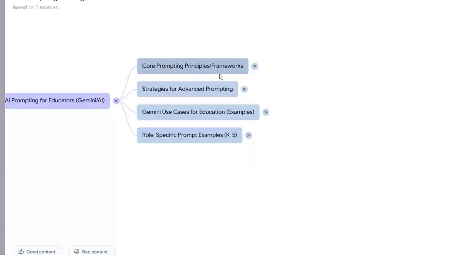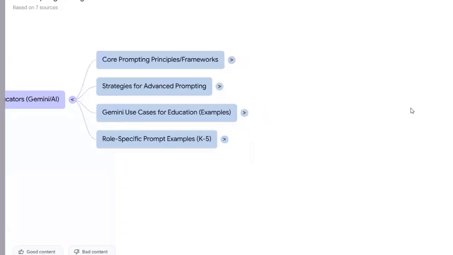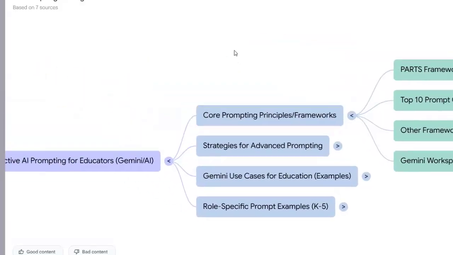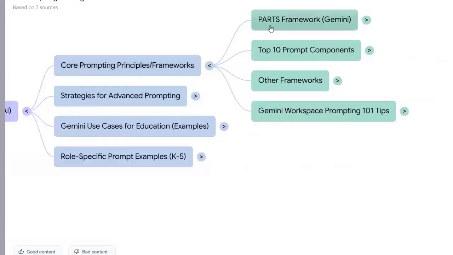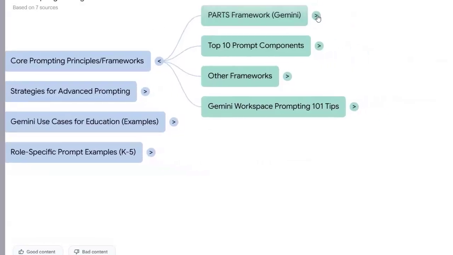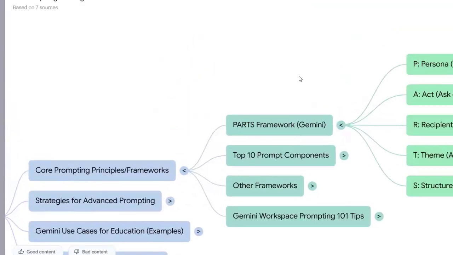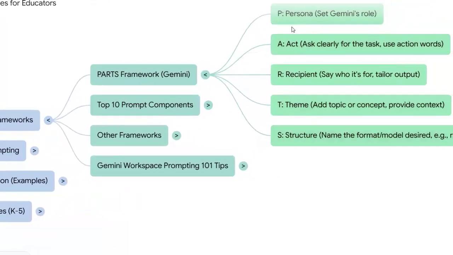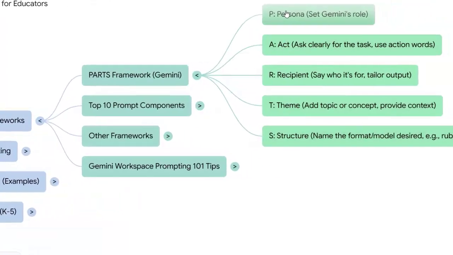Now to interact with this, I can zoom in or zoom out. And when I click this little arrow, it opens up and then I can move this around. I've got the PARTS framework, top 10 prompt components, other frameworks, and then I could click that and open it up. Look how cool that is. And it's got the PARTS framework.